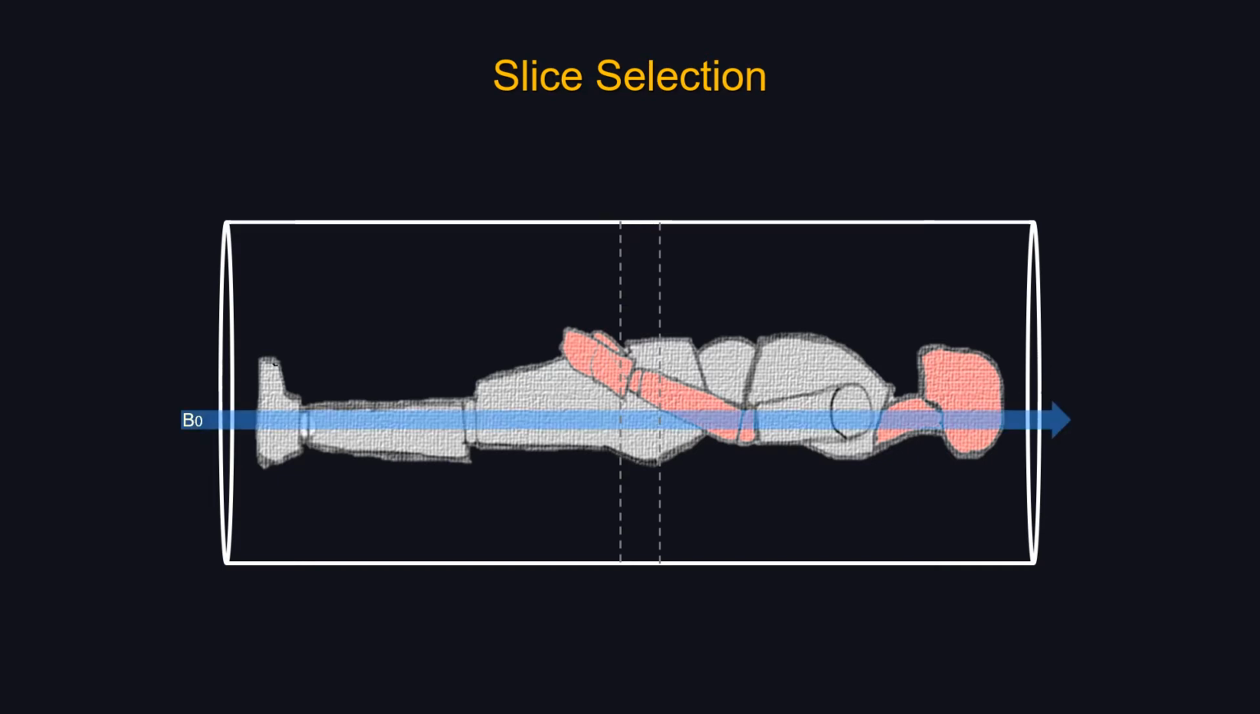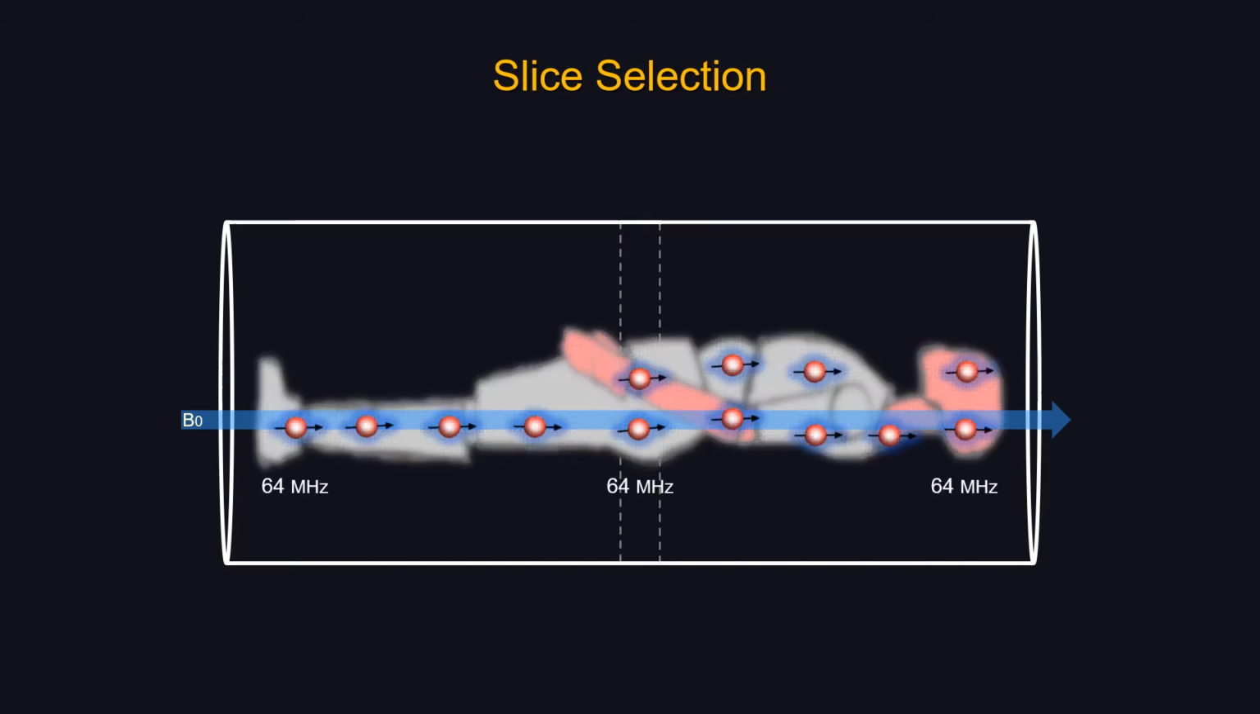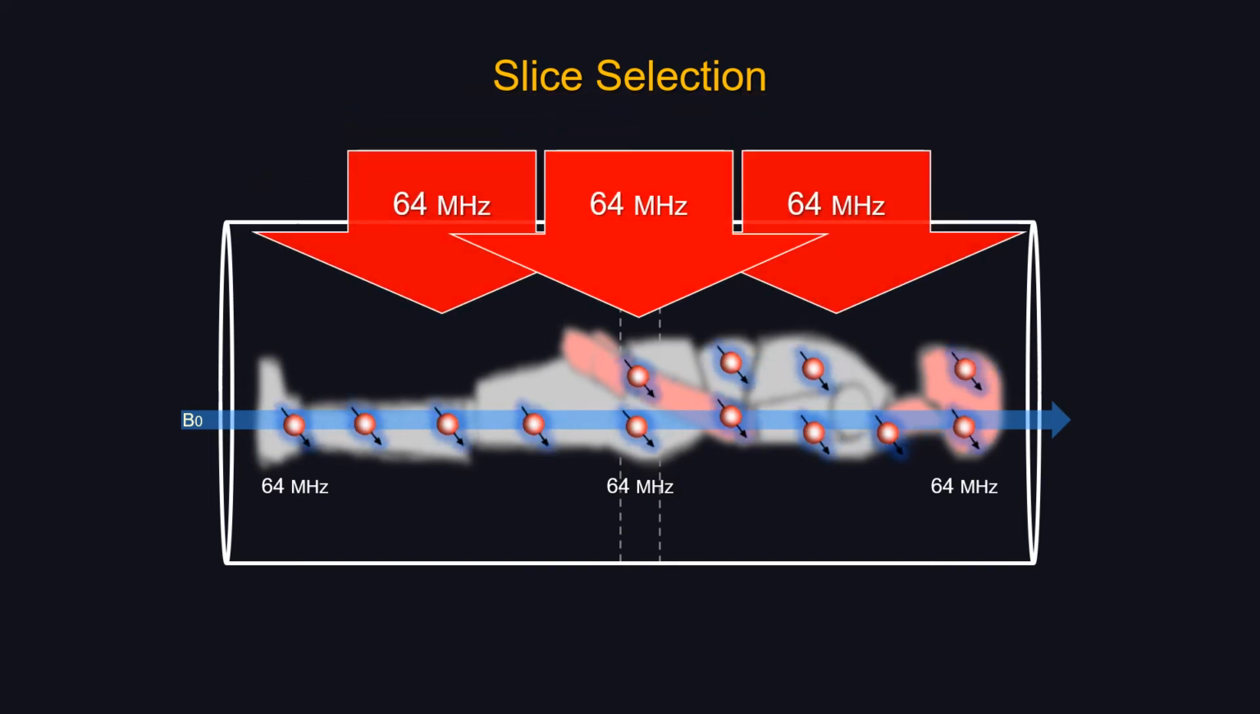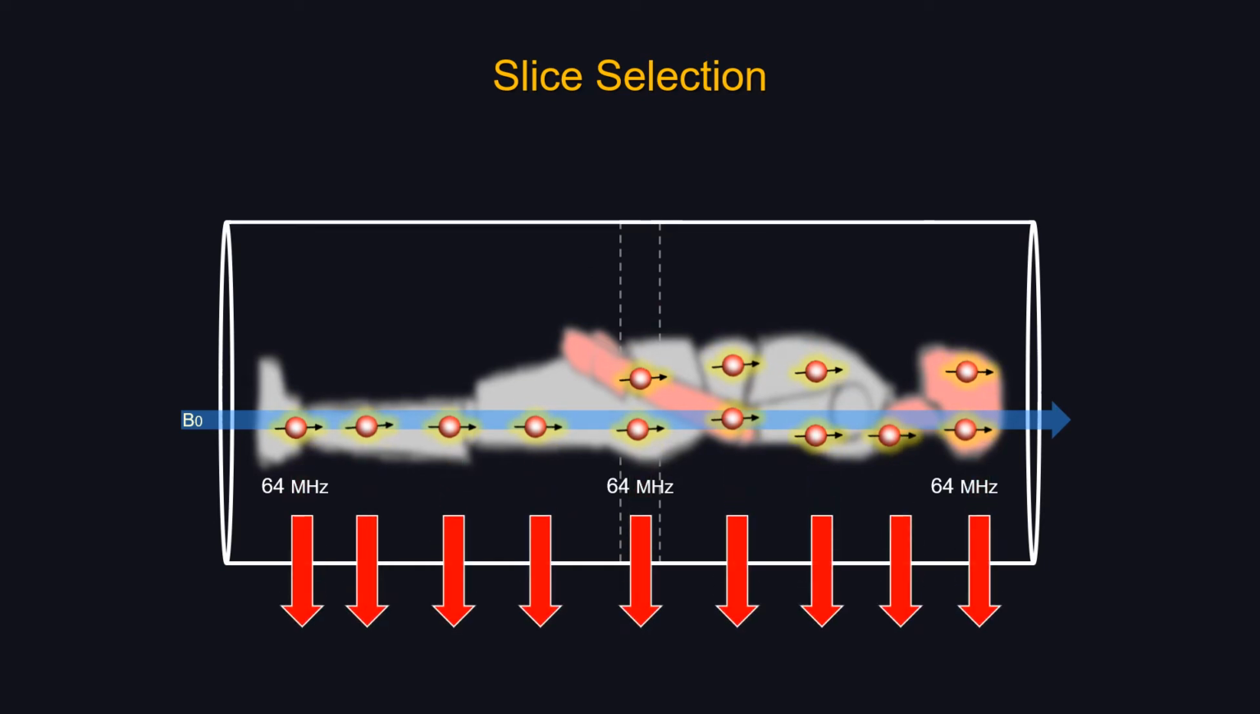You have a patient in the tube, and it's 1.5 Tesla. At this point, all the protons are precessing at 64 MHz from head to body to toe. All the protons are precessing at the same frequency, 64. If you send in a resonance pulse at 64, you excite all the protons across the entire body. So the signals come from everywhere, not just from the slice that you wanted. So there's no slice selection.